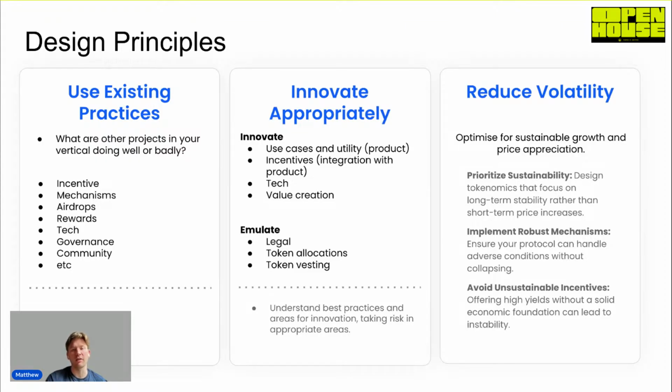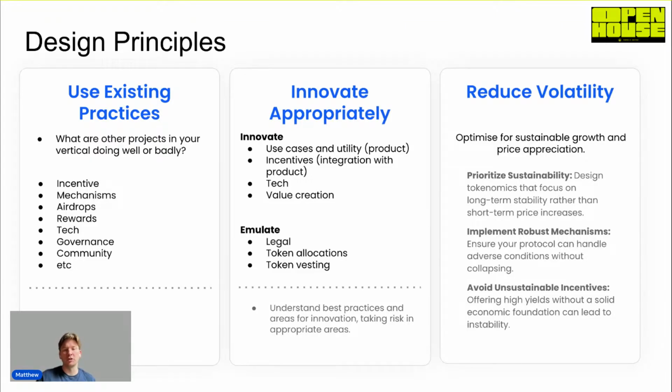Where should we innovate and where shouldn't we? Use cases and utility. Your product itself, absolutely, is where we should be innovating and trying to compete and bring more value. Incentives, how do we integrate it with the product? How do we do it in novel ways that are still sustainable? And then, of course, on the technical aspects and value creation.